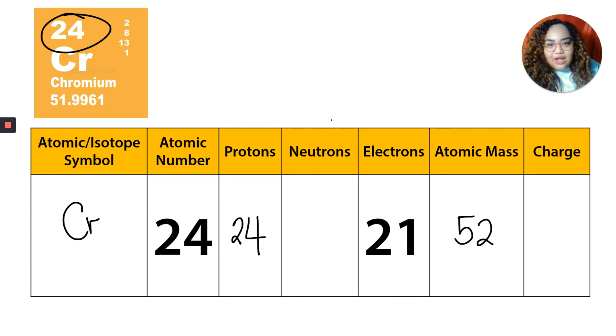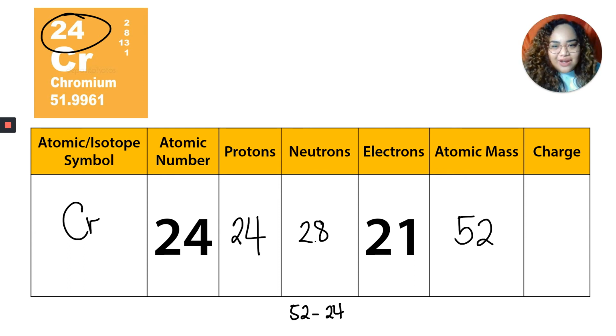Therefore, how many neutrons will there be? So that's 52 minus the number of protons, that's 24. So how much is that? So there's 28. Is that correct? Yes. I'm doubting myself. I'm so sorry. So we got it all covered.